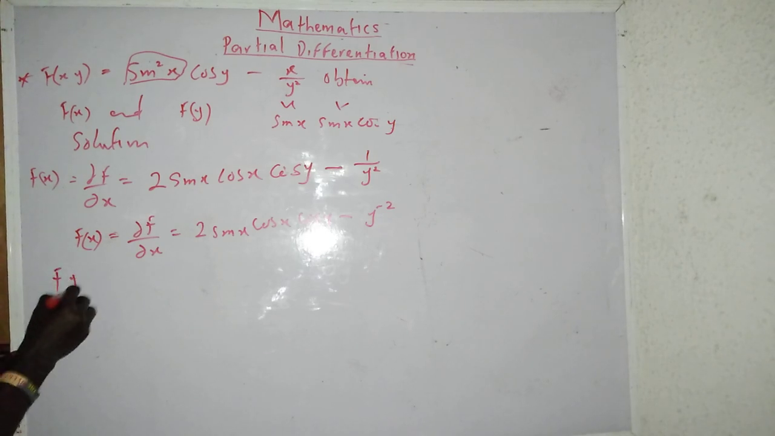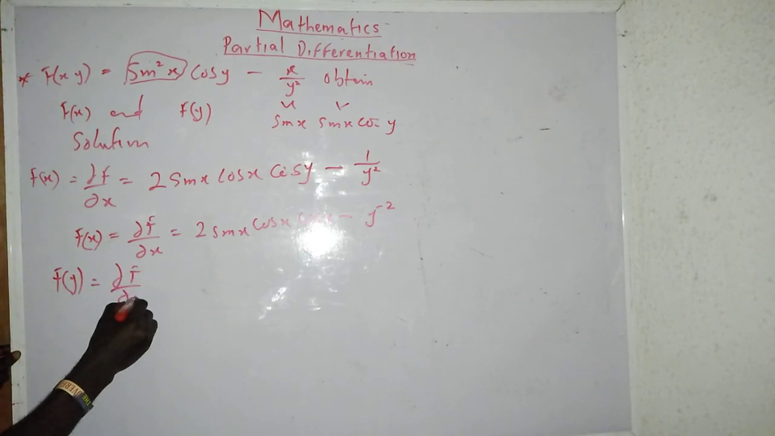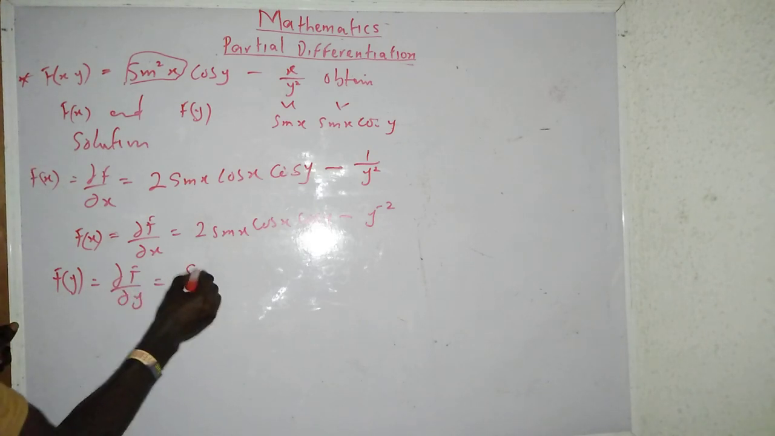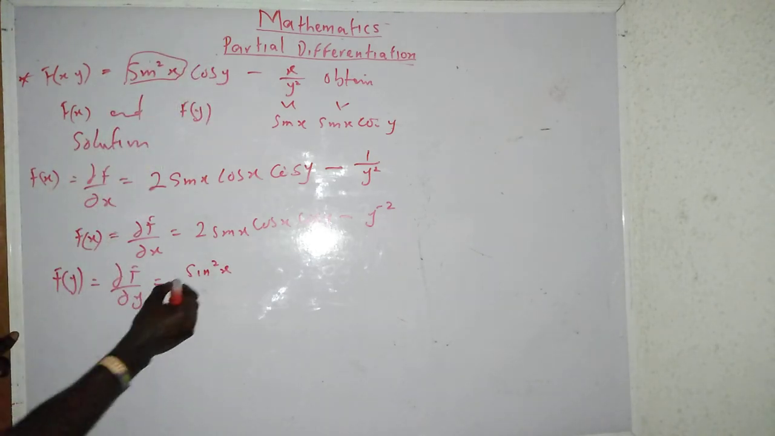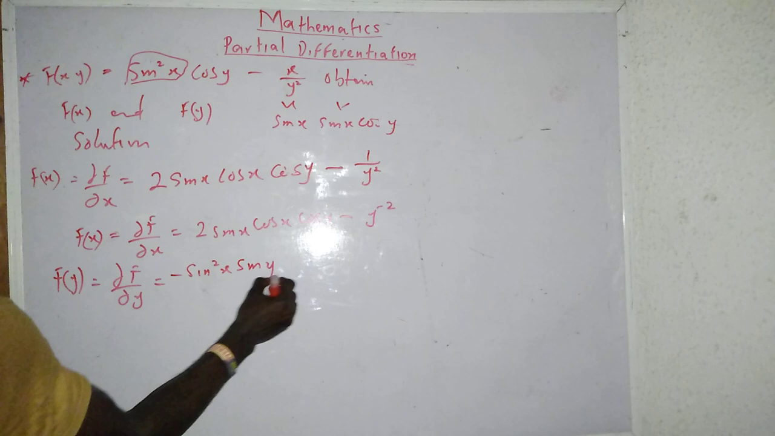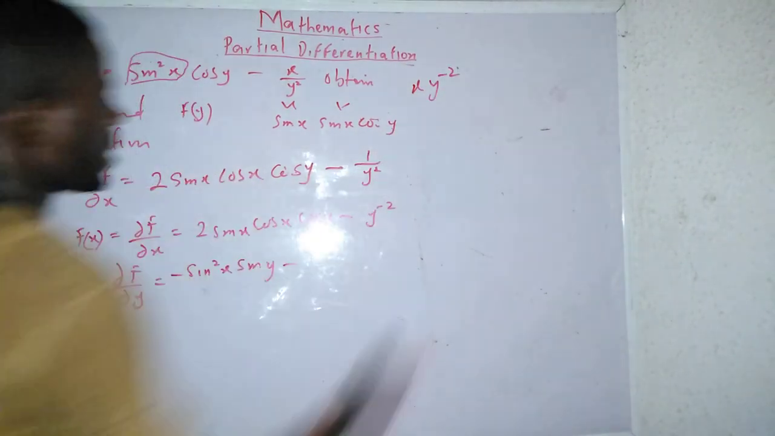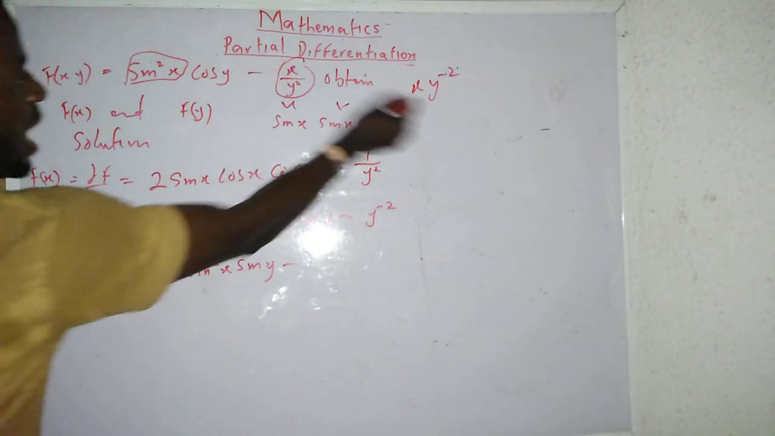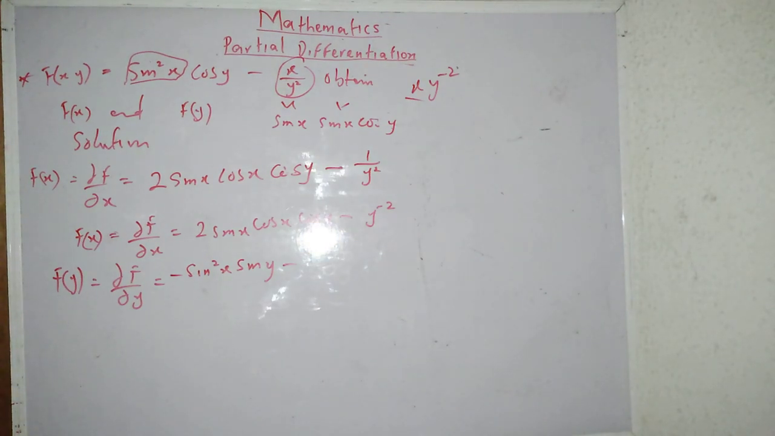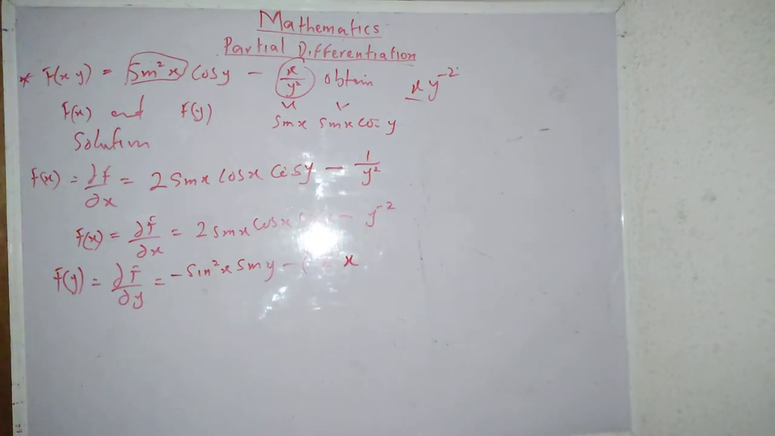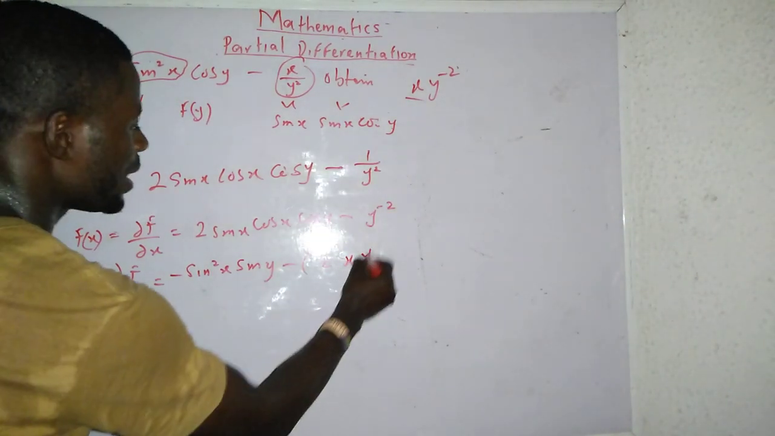Now, f of y, I can also call it like this. Now I will consider only y at this point. It means I will be having sine square x. If I differentiate this, I will have minus sine y minus. Now, I can turn this xy to the power minus 2, this particular aspect, I can turn it this way. If I differentiate that, I'll be having minus 2, and I'll be having x. My x will remain the same. If I minus 1 from that, I'll be having y to the power minus 3.